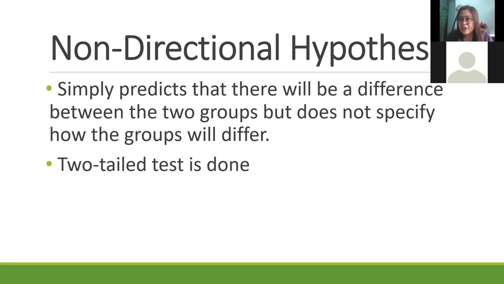But we have another category of hypothesis. Now, this time it's based on direction. So, we have the so-called non-directional hypothesis and the other one, the directional hypothesis. Pag non-directional hypothesis class, this will predict that there will be a difference between the two groups but does not specify how the groups will differ.